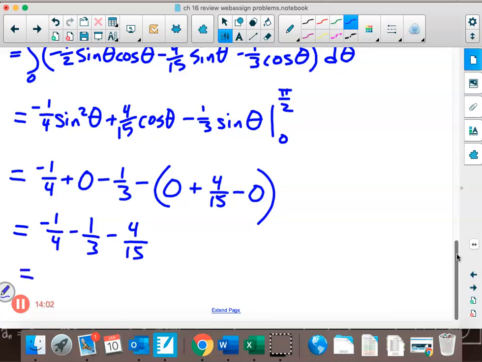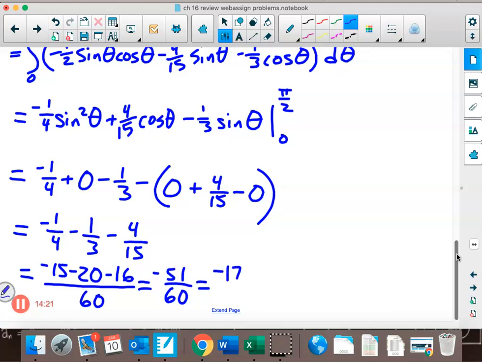All right, so out of 60. So negative 15 minus 20 minus 16. Let's see, negative 51 over 60. Oh wait, but that reduces. That's negative 17/20. Is that what you got? Yes. I can do math.